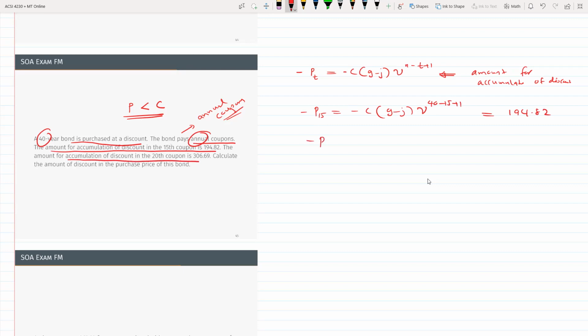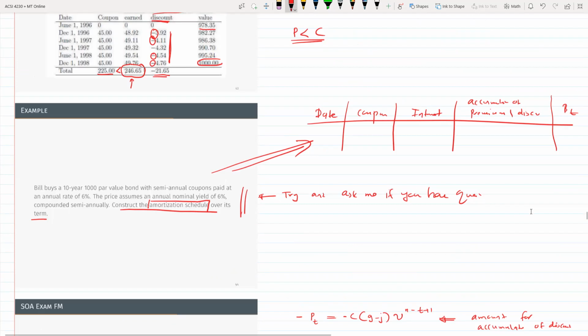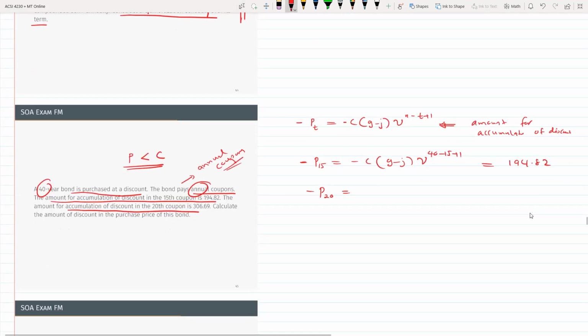So the reason I'm putting negative sign, if you look at this discount schedule amount for accumulation or discount, you can see this negative sign. Unless you put another negative sign in front of that, you will get negative value. Okay. So that's why you will see this negative sign. This one would be 306.69.